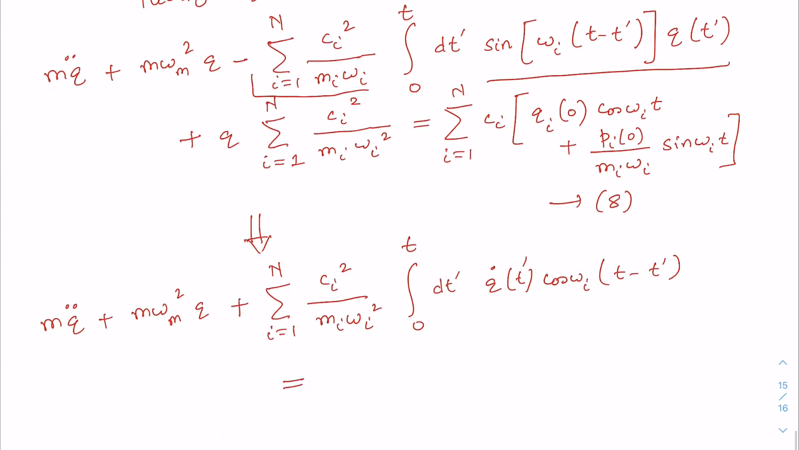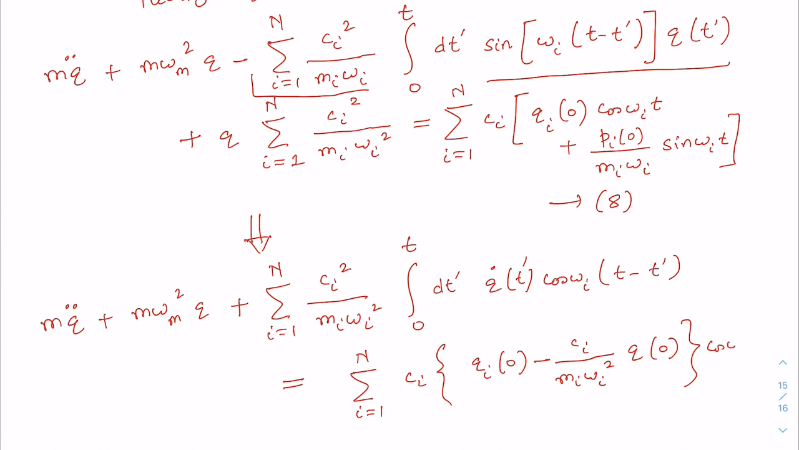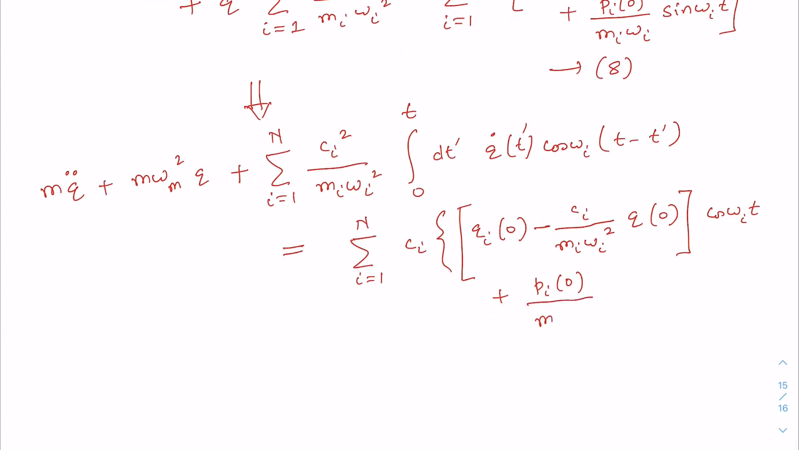t'). Okay, and here on the right hand side I have the sum over i equal to 1 to n of c_i, I think the same expression I'm putting here. I will have q_i 0 minus c_i by m_i omega_i square q of 0, and this term is coming after simplification with the third term, and we have here cos omega_i t. Okay, and we'll also have this term, this is what I'll have, plus p_i of 0 by m_i omega_i sine omega_i t.